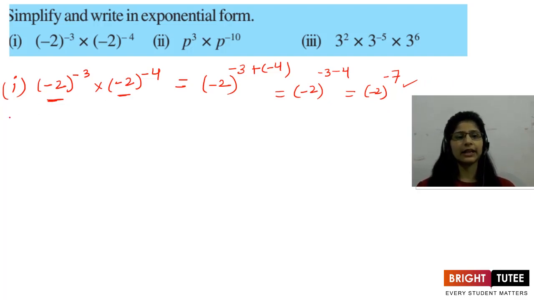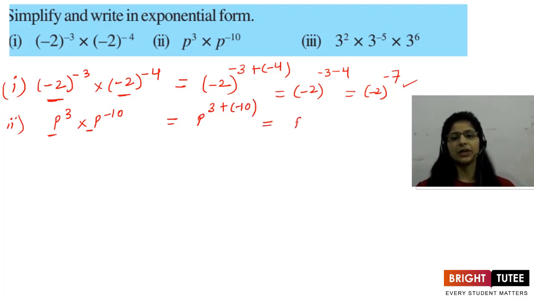Okay, in the second part, we have p to the power 3 into p to the power -10. Again we see the bases are same. The powers will get added. So p to the power 3 plus -10, we get p to the power 3 minus 10, and that will give you p to the power how much? 7 of negative, because 10 is greater here.